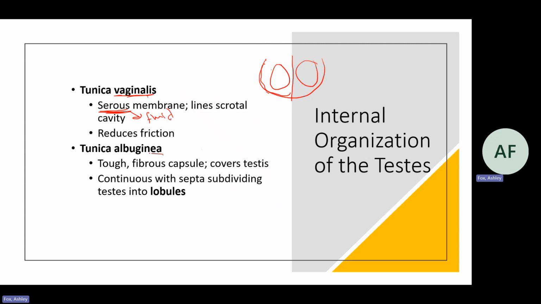The tunica albuginea is going to be a fibrous capsule that's going to cover the actual surface of each testis. It can also go on the inside, where it's going to divide the testes into specific lobules, which we'll see with sperm production. So when you look at the inside of the testicle, it divides into sections or lobules. So we'll see that.